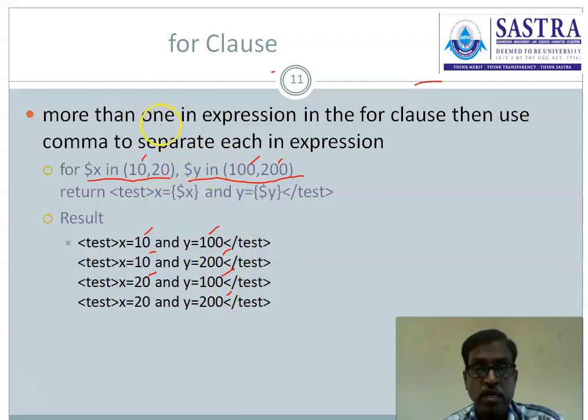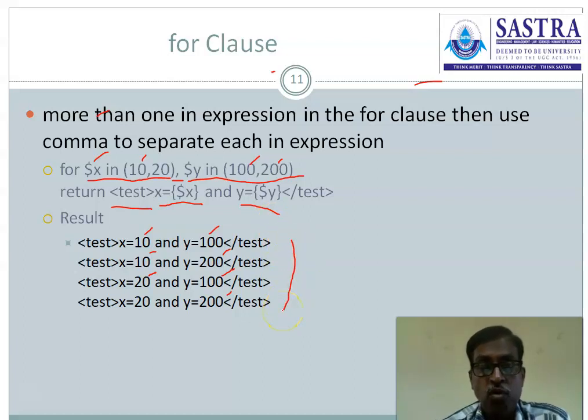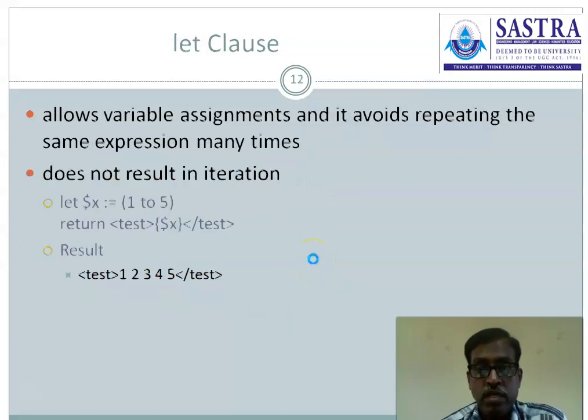That is given here. If you want to include a two-dimensional array, then $x in 10, 20, comma, and this is very important, $y in 100, 200, within the test element, my own element. So within the test element, the content is displayed: x equal to $x and y equal to $y. Obviously that should be included within braces. So this is the result we are getting by using the two-dimensional, or inner for loop, outer for loop structure in XQuery.